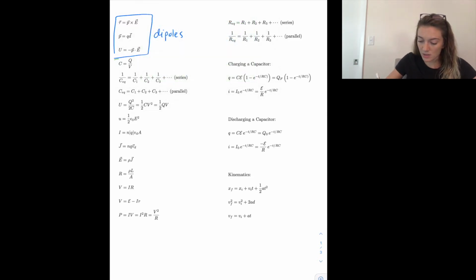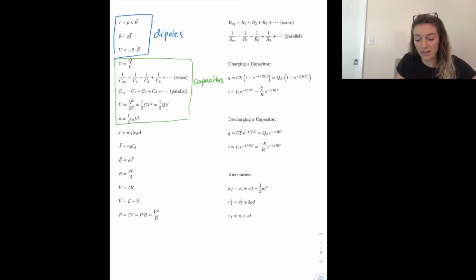I'll circle these here. These are our capacitor equations. This is just the equation for capacitance: the charge on your capacitor divided by the potential difference between them. And this potential difference will be E times d. That is not a formula on your formula sheet. The potential difference between the plates of your capacitor is given by the electric field between those plates times the distance between the two plates. So this is your capacitance.